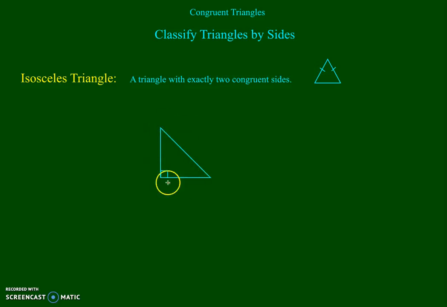Even though we can classify this as a right triangle because of that right angle, it could still be isosceles. And the way you would tell that is if there are these little hash marks over here indicating congruence of those segments. So if this segment is congruent to this, even though it's a right triangle, it still can be an isosceles right triangle. So let's move on to equilateral triangles.